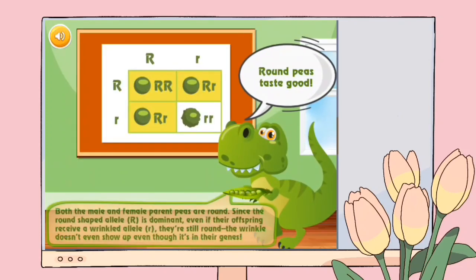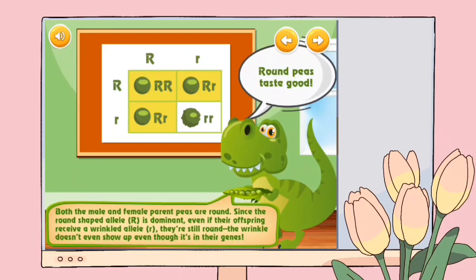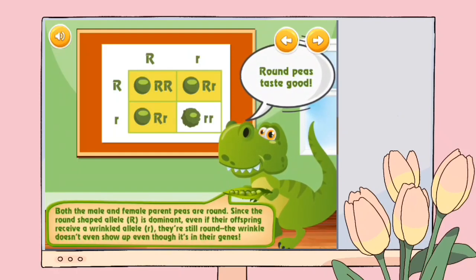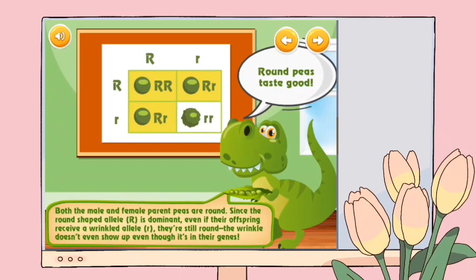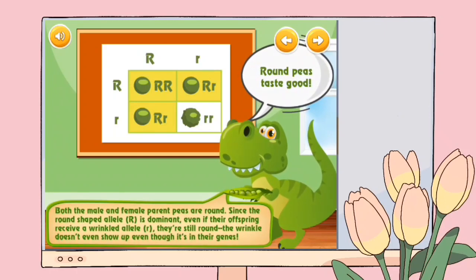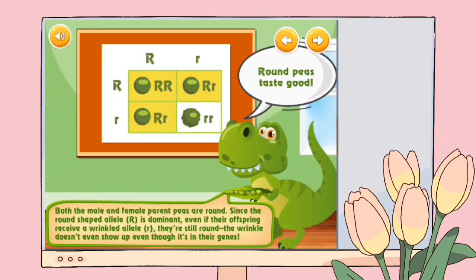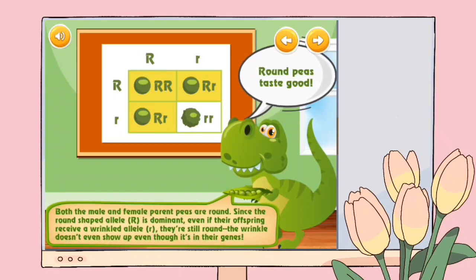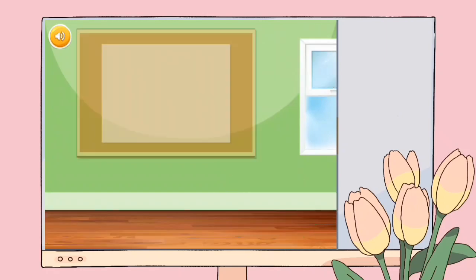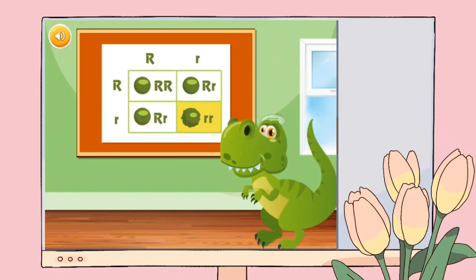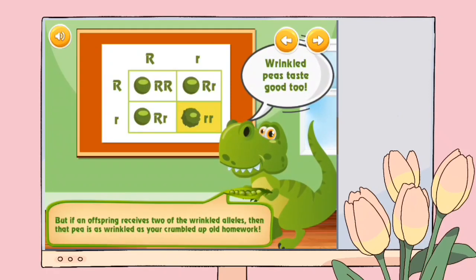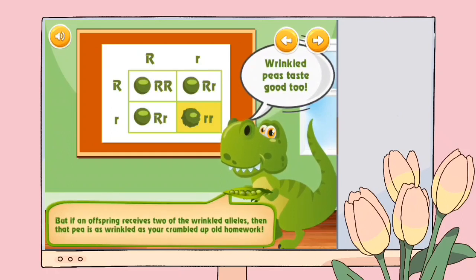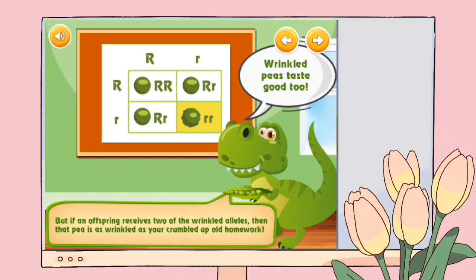Both the male and female parent P's are round. Since the round-shaped allele capital R is dominant, even if their offspring receive a wrinkled allele small r, they're still round. The wrinkle doesn't even show up even though it's in their genes. But if an offspring receives two of the wrinkled alleles, then that P is as wrinkled as your crumbled up old homework.